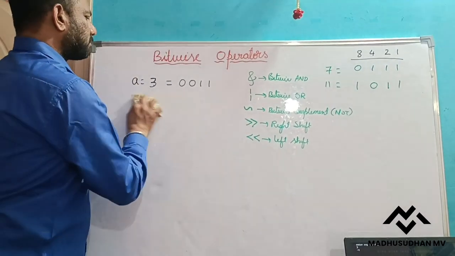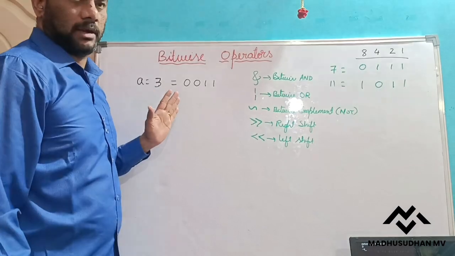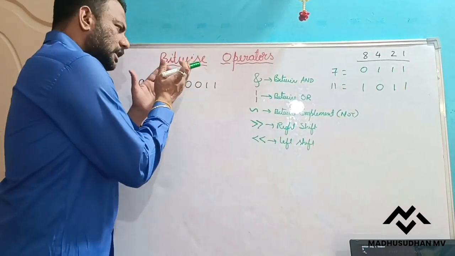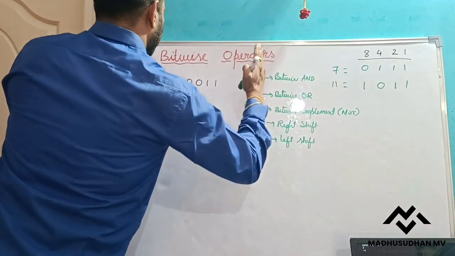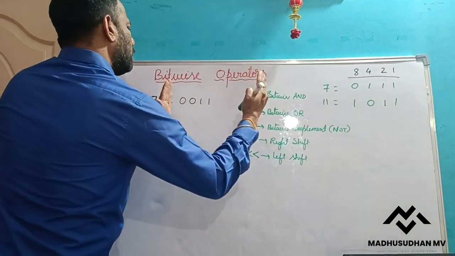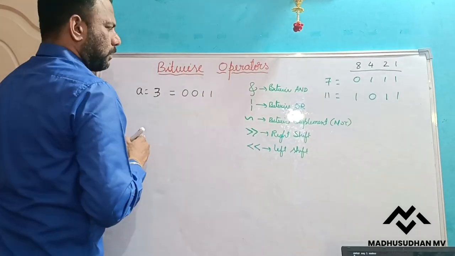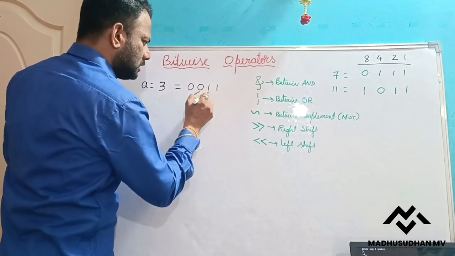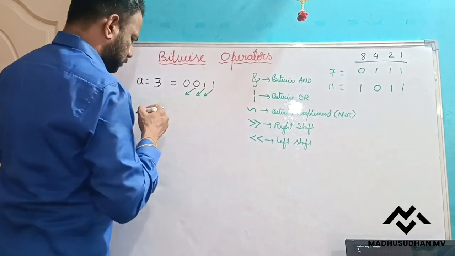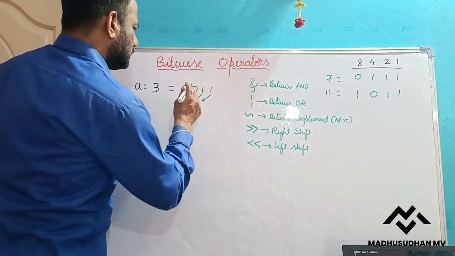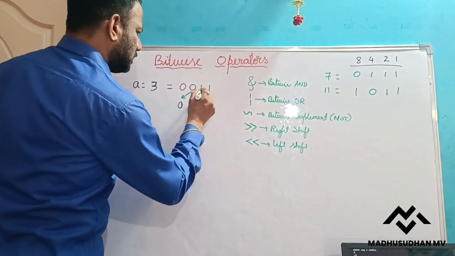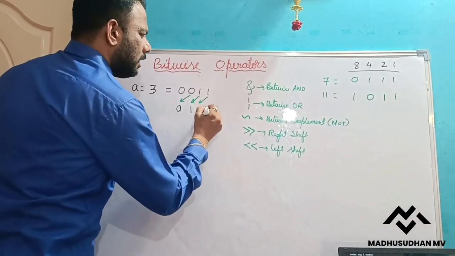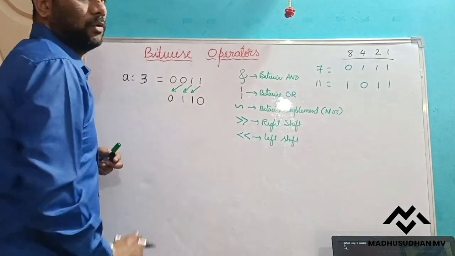Now let us see, a is equal to 3, same value. Now let us see left shift. Left shift means each bit is shifted towards its left by 1 position. See, this is my right, this is my left. So this 0 comes and sits in this position, this 1 comes in this position, this 1 comes in this position. But what about this vacant field? Always the vacant bit will be filled by 0.